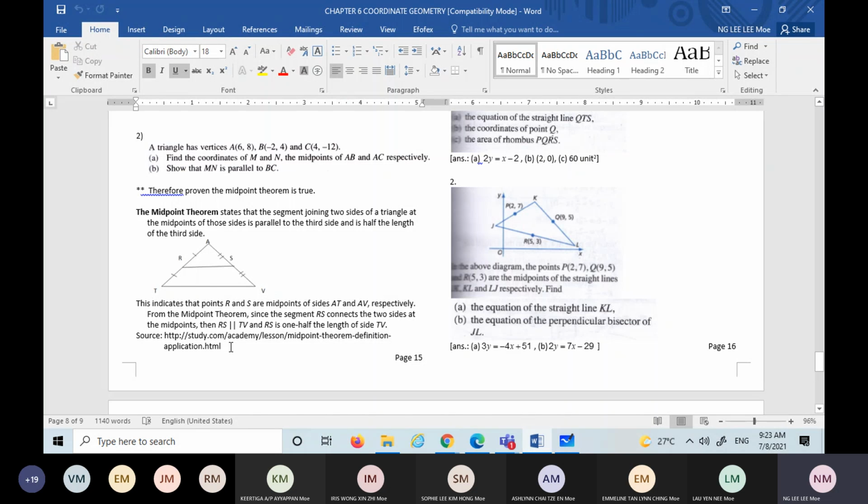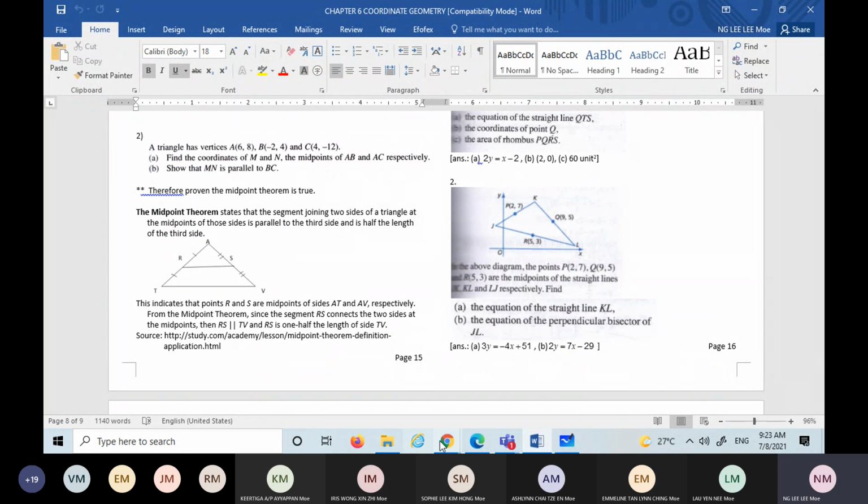I got this from a website, and if you want to read more, you can look at it. Afterwards, I will ask you to apply this midpoint theorem in one of our textbook questions where the textbook didn't use the midpoint theorem, but I want you to try to apply it and get the same answer. So this is the midpoint theorem.